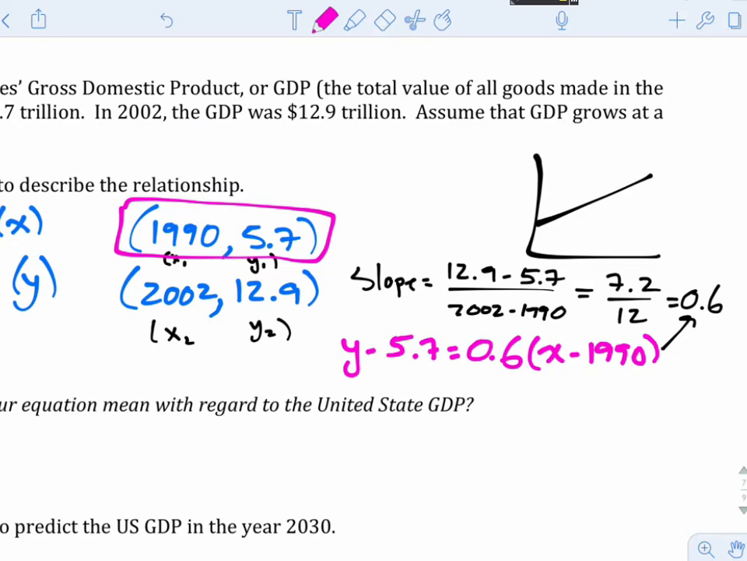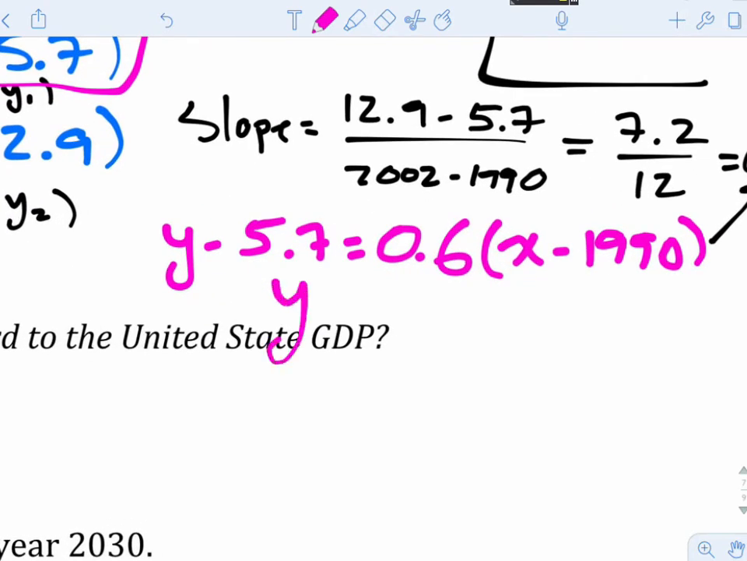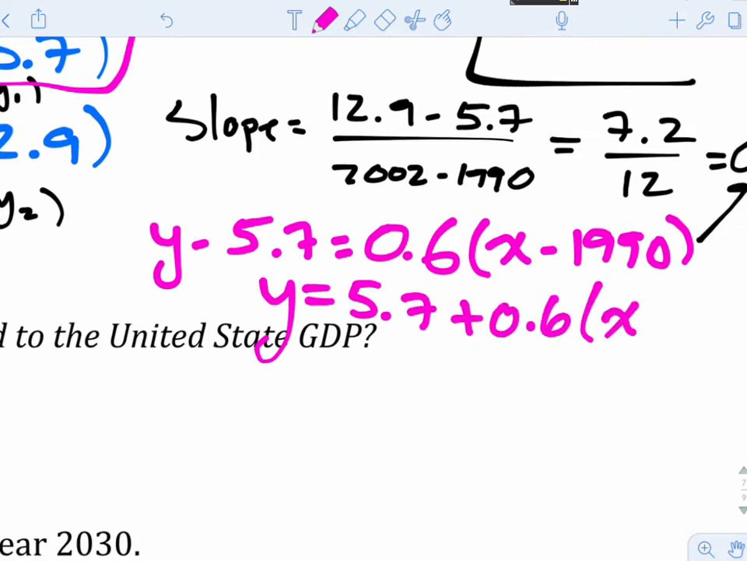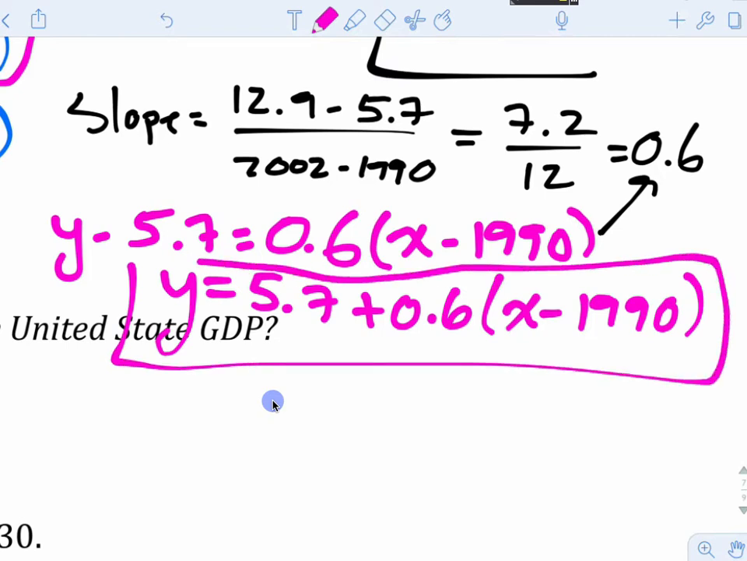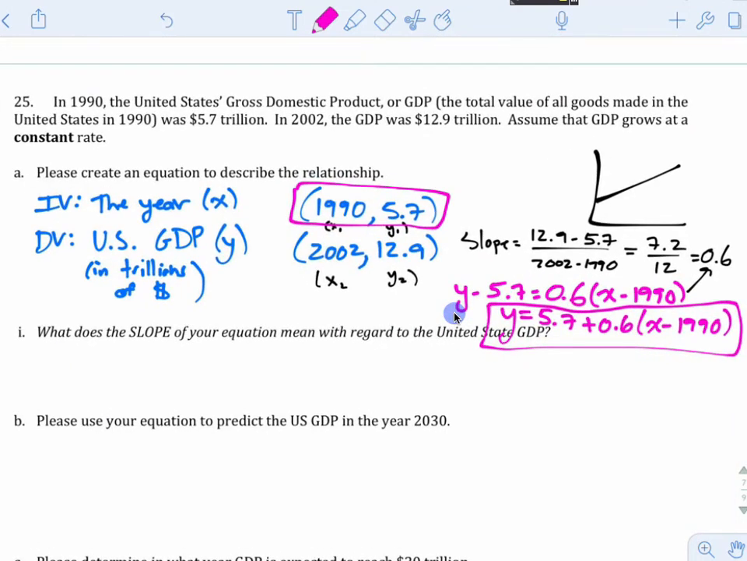I like something very similar to that, but not quite the same. y equals 5.7 plus 0.6 times the quantity of x minus 1990. All I did was take that equation right here and just add the 5.7 over to the other side. And so this equation right here tells us the GDP was 5.7 trillion in the year 1990, and it increased by 0.6 trillion every year after that. Well, I just told you what the slope meant. That slope of 0.6 means that every 1 year, the gross domestic product went up by $0.6 trillion.